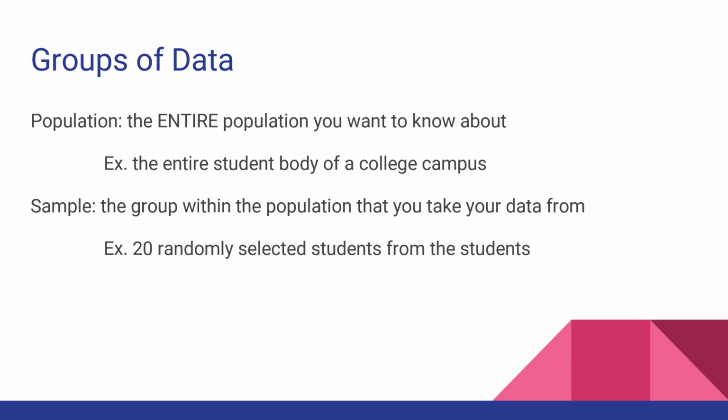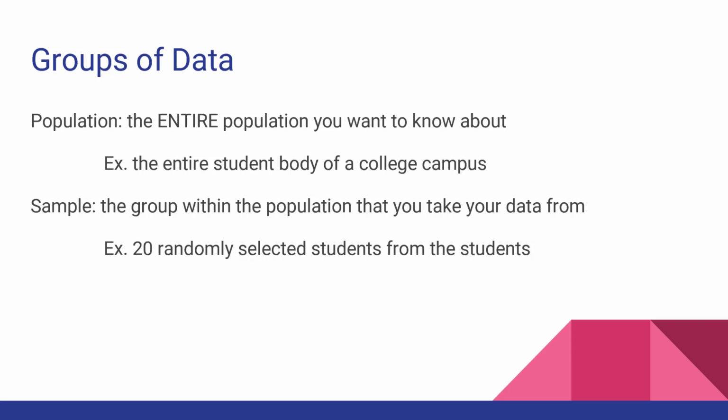If you want to find the political alignments of people in America, then your population is all of the people in America. Or if you want to find out whether students on a college campus are in favor of some new policy, then your population would be your students on the college campus.